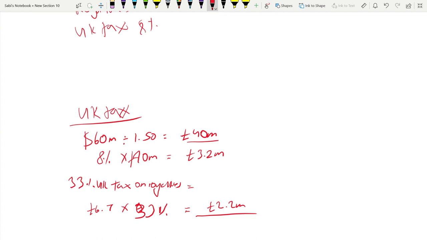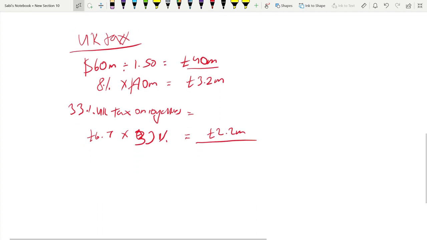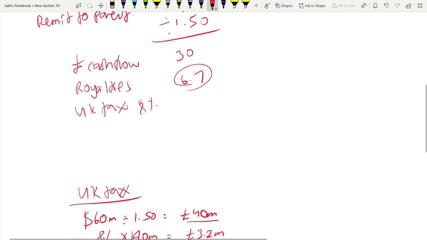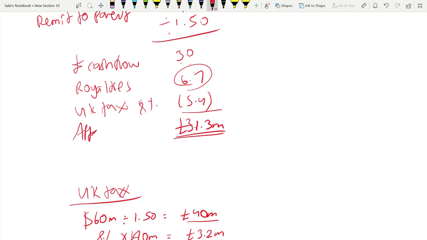So add 3.2 and 2.2. That is your total tax, 5.4 million. This is your UK tax. This you have to deduct from here. After the cash remittance that you get, add royalty, deduct UK tax. But for UK tax, separately you have to do the working, which is 31.3 million in pounds. And this is your after tax cash flow, after deducting tax.